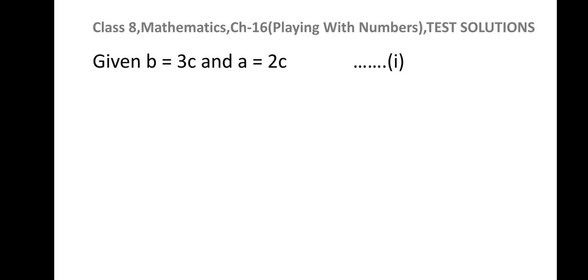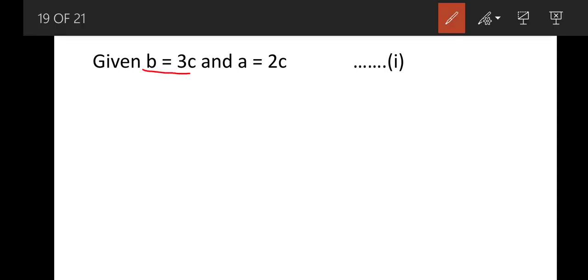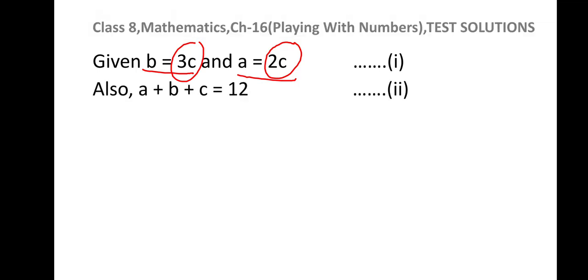According to the given conditions, B is equal to 3C, because the digit at tens place is 3 times, or thrice, the digit at units place. And A is equal to 2C, because the hundreds digit is twice the units digit. Also, it is given to us that A plus B plus C is equal to 12. Using these two conditions, can we solve this?